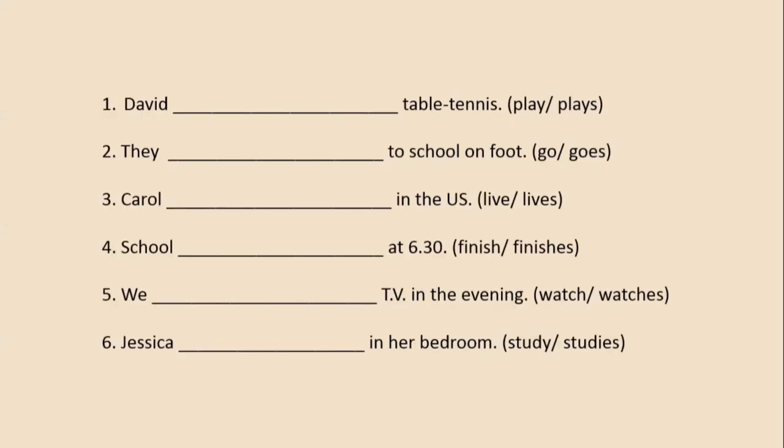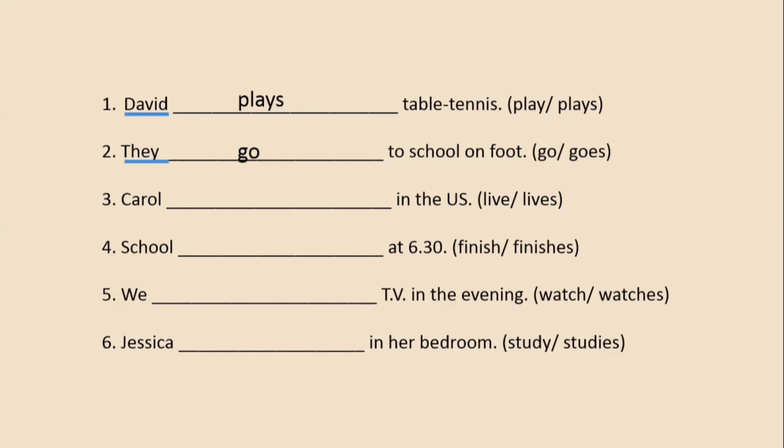Now at the end of the sentence we have got the verb. Using the correct form of the verb, we should complete the blank. What do you think? What should come inside the blank? Play or plays? Yeah, plays. Why? Because David is a singular subject. David plays table tennis. The next one, they go or they goes to school on foot.